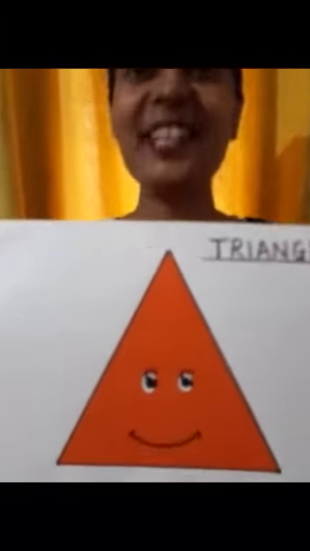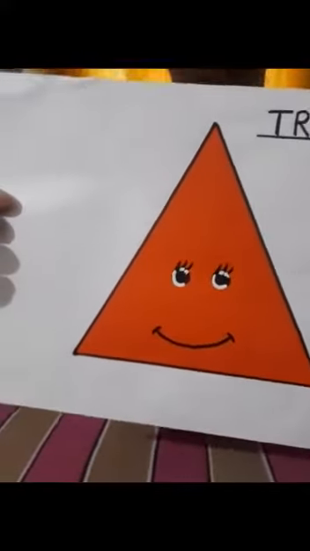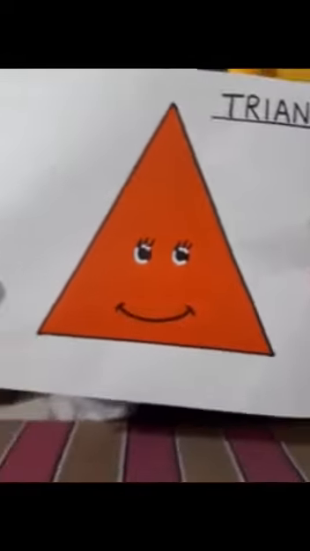Let us see one more shape. The other shape is a triangle. A triangle. A triangle has three sides. One, two, three. A triangle has three sides. One, two, three, and three corners. One, two, three. Three corners.